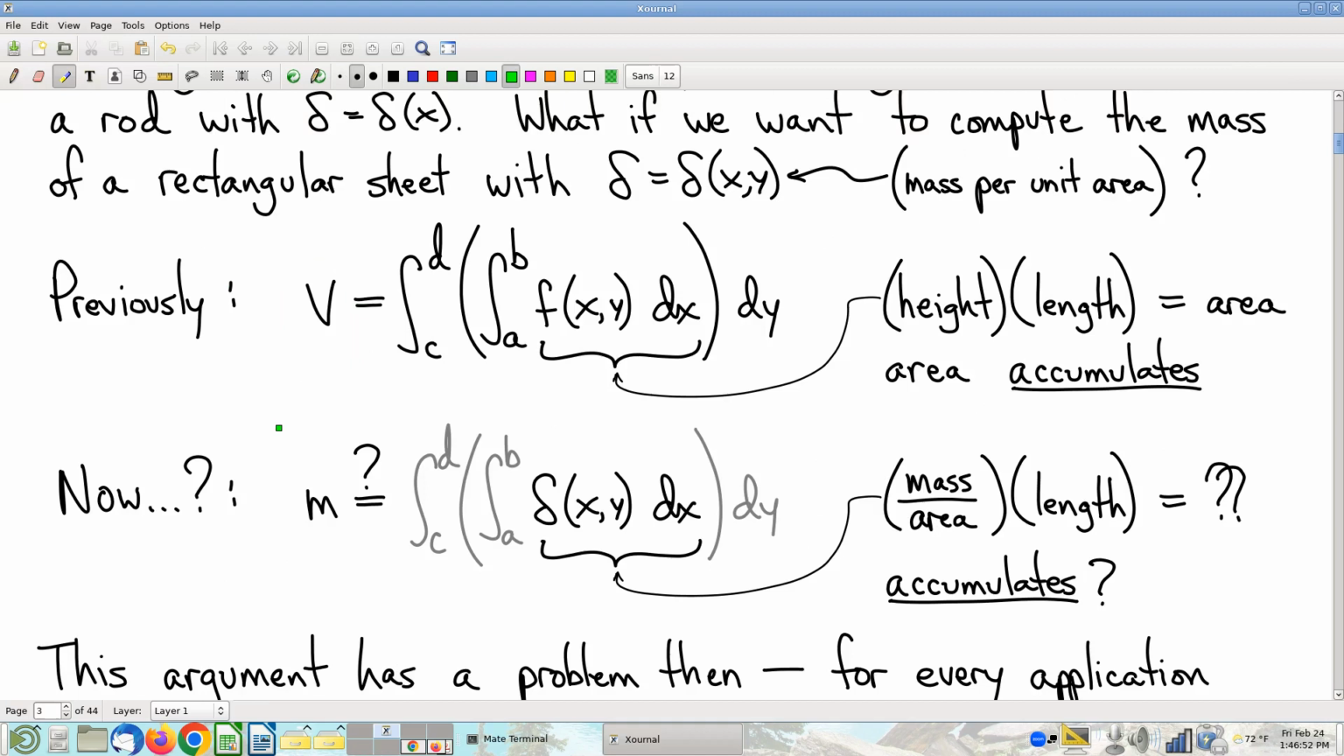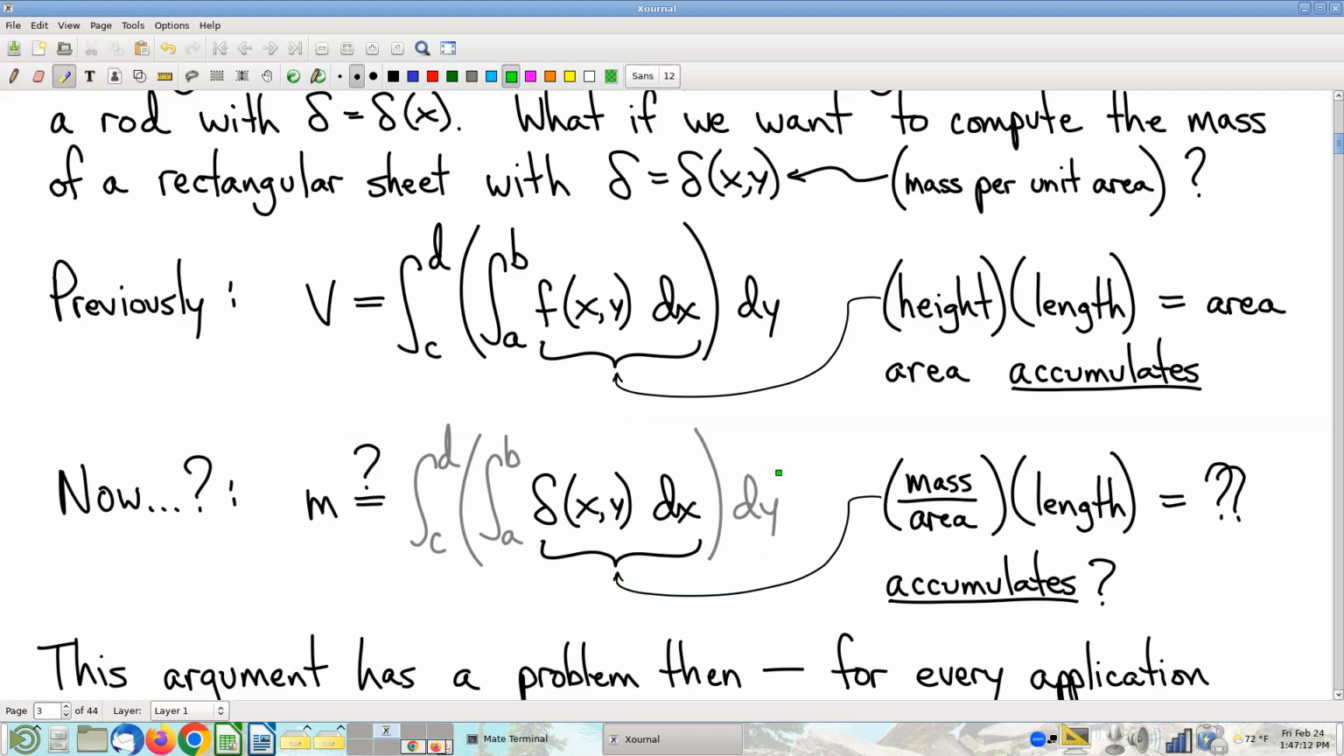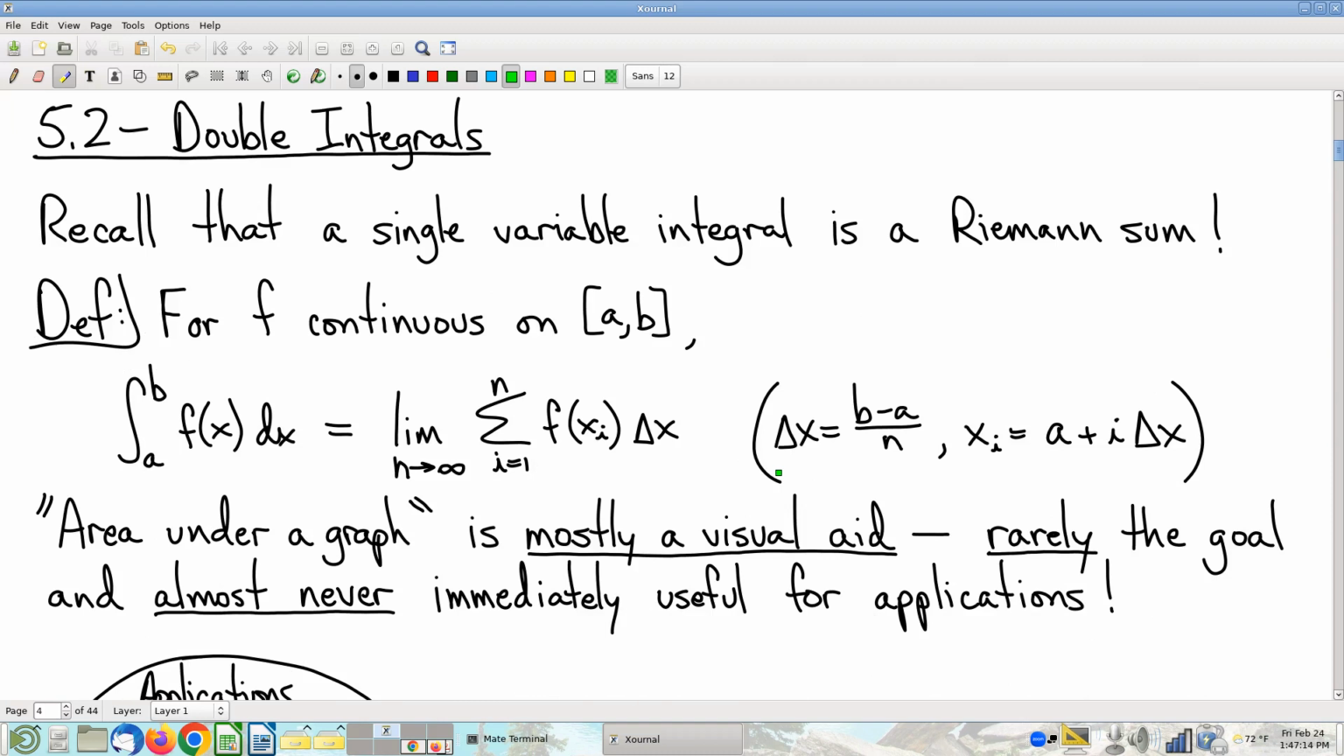But we found that trying to take a seemingly analogous approach to answering a question about mass, as a second possible application, fails. It doesn't make any sense. The argument doesn't hold water, as it were. So what we're going to do then is define this new thing called a double integral.